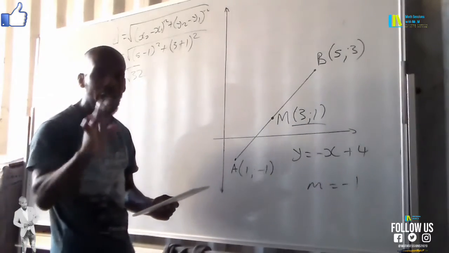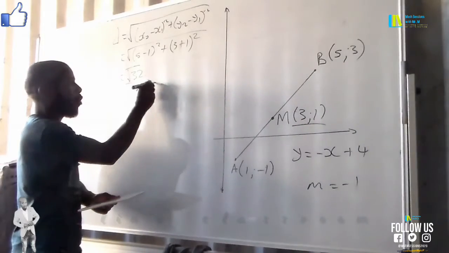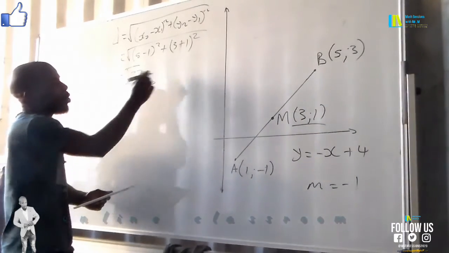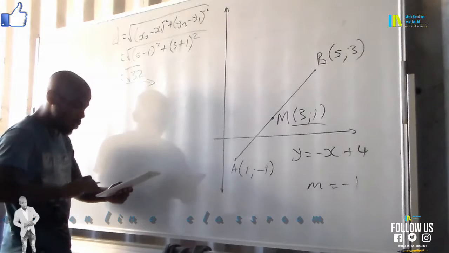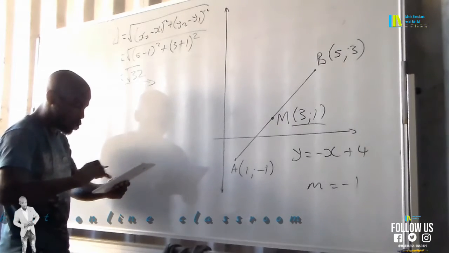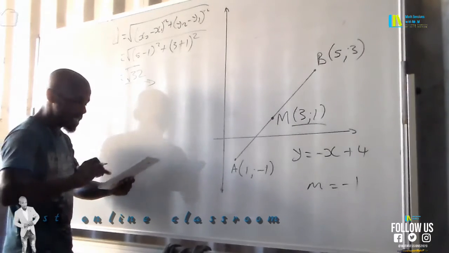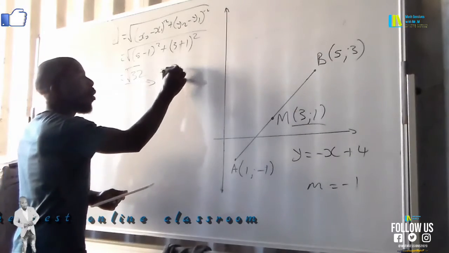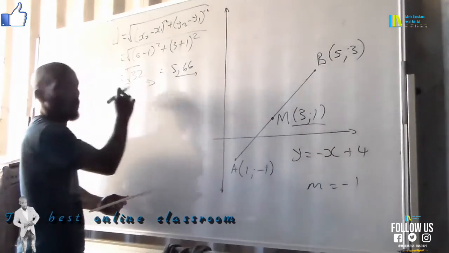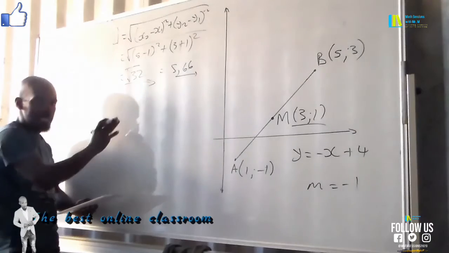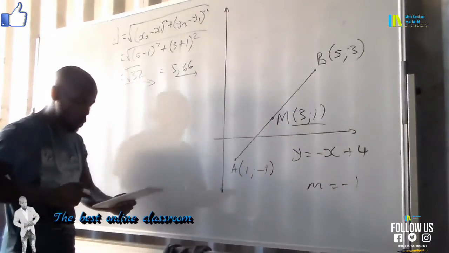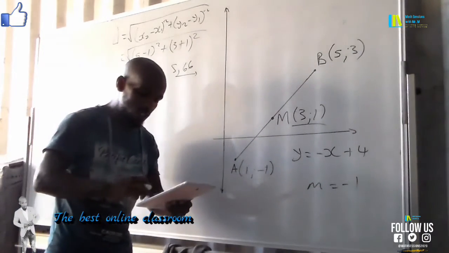And they have told us to leave the answer in surd form, so we leave it like that. But when you punch the square root of 32 into a calculator, you are going to get a decimal of 5,66. So just so you know. Now, this is the basic of it, and we move on to the next question.